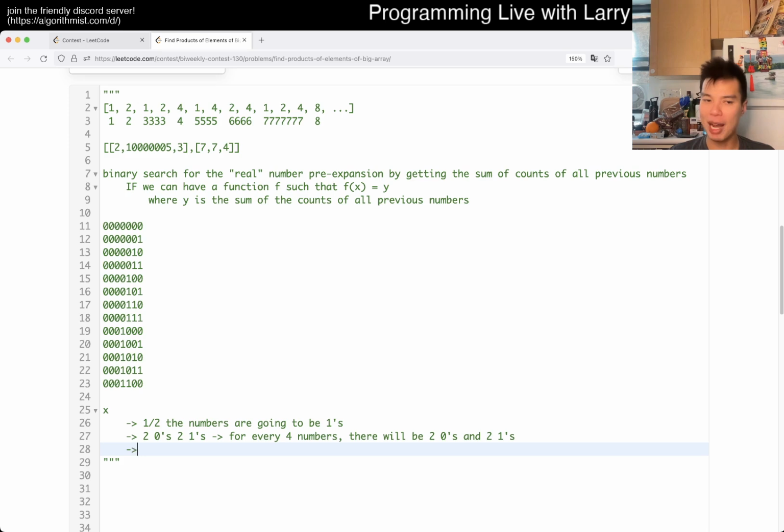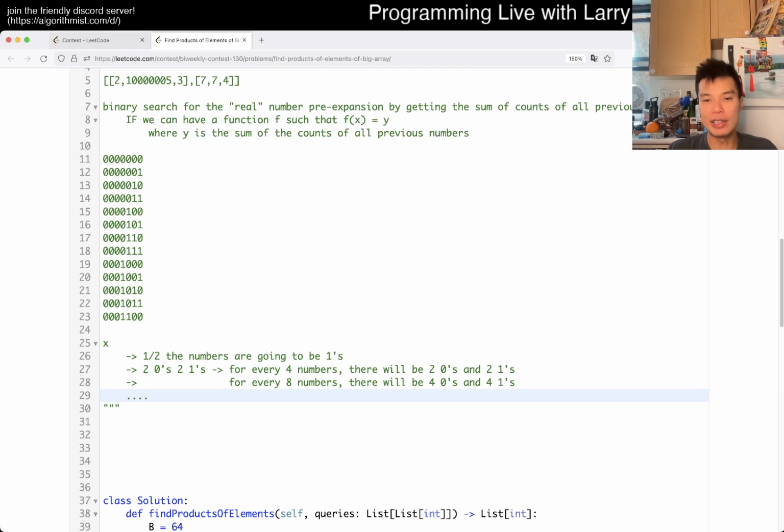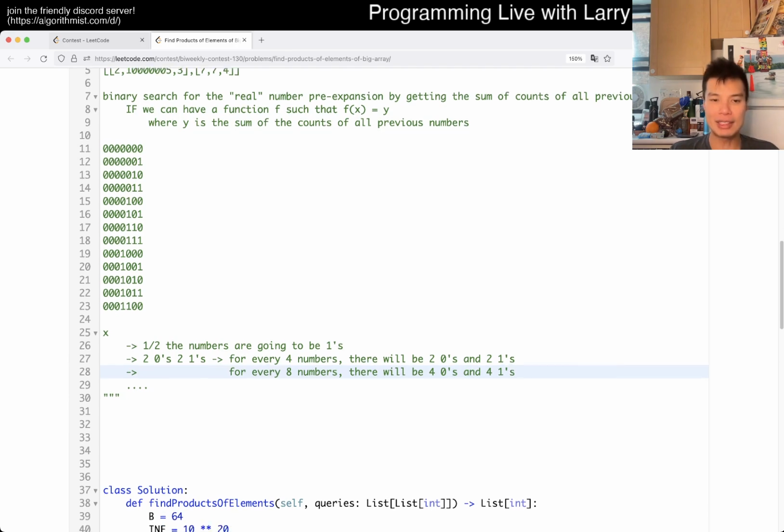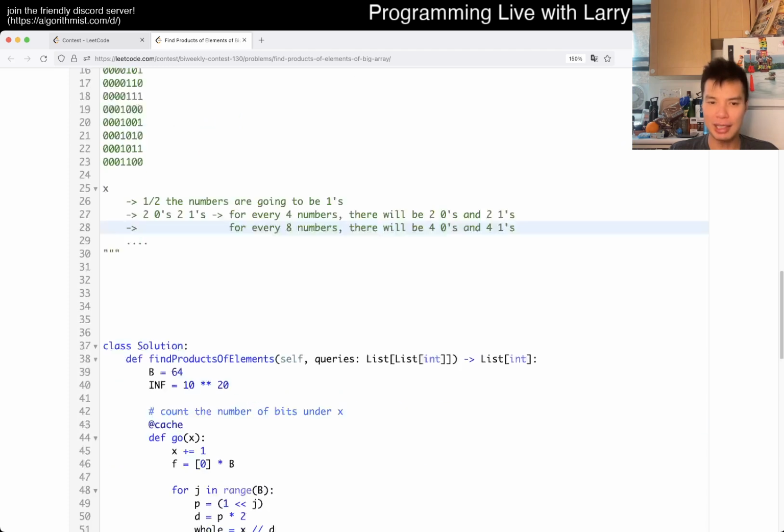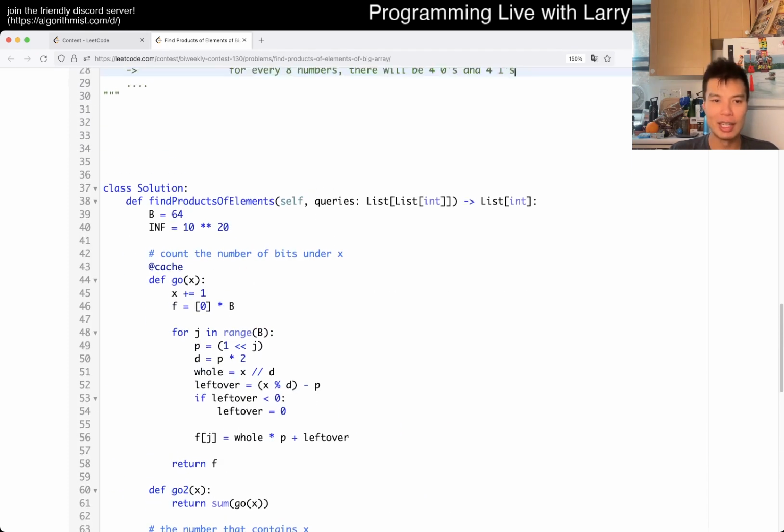Okay. So then, is that a pattern? Well, we look at the next one, the 4-bit, and now you have, for every 8 numbers, 4 zeros and 4 ones, right? So now we can figure it out. Now we have an idea. And this is basically how I started doing this, and that's really the core of the idea.